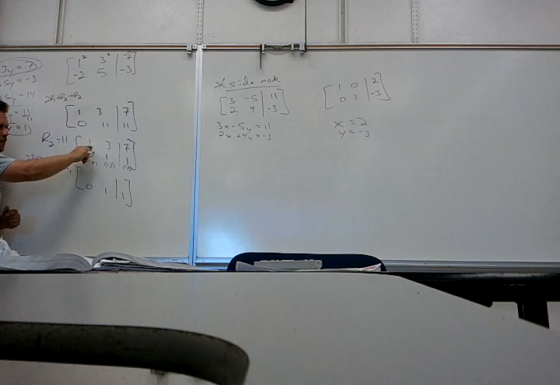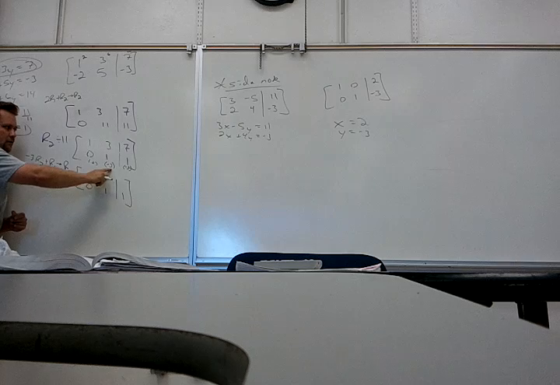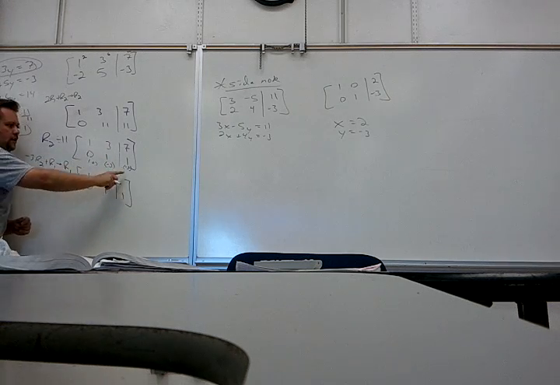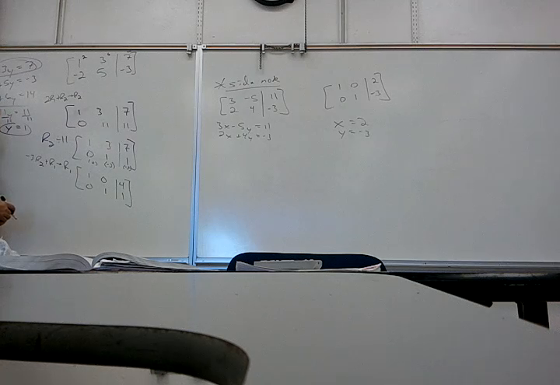Because what's 0 plus 1? 1. Interesting. What's negative 3 plus 3? There's your 0. And then what's negative 3 plus 7? 4. So now what's the answer? X is 4. Y is 1.